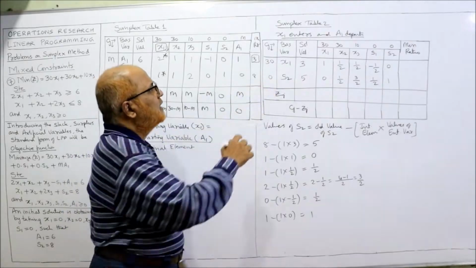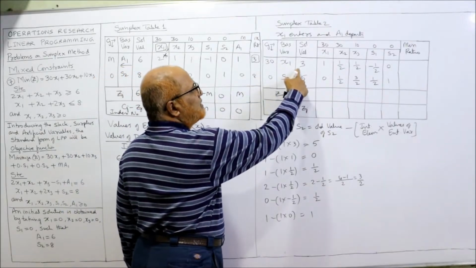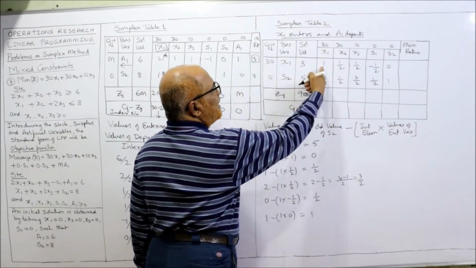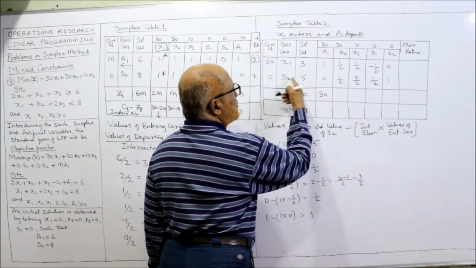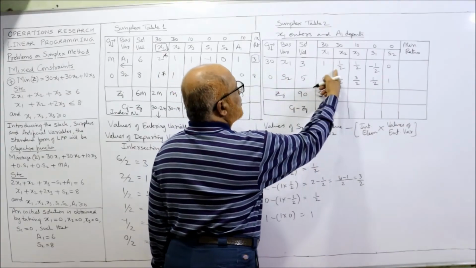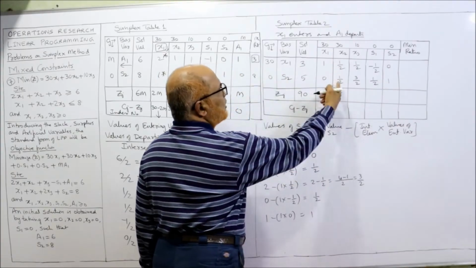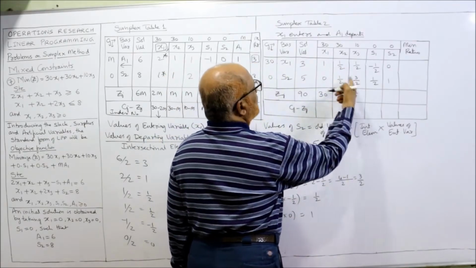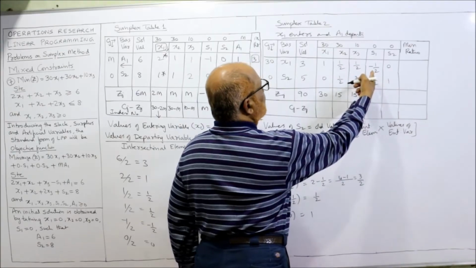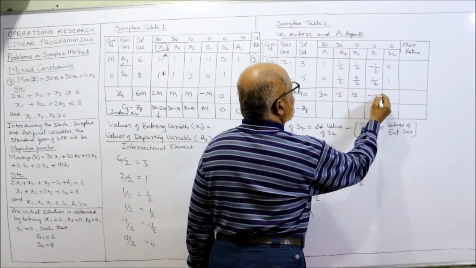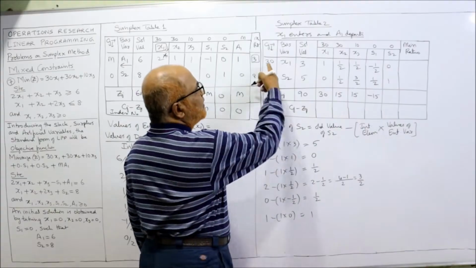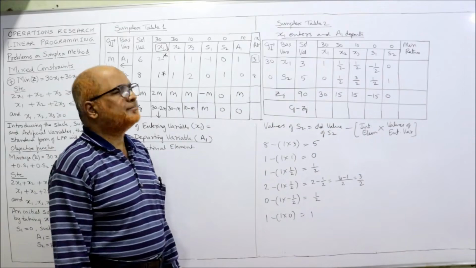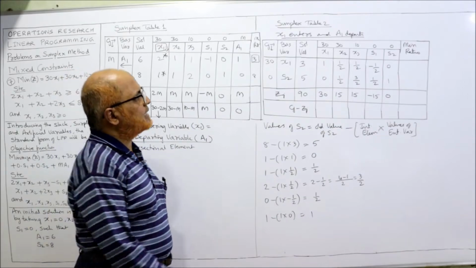Multiply by Cj. 30 into 3 is 90. 0 into 5 is 0. So here comes 90. 30 into 1 is 30, because 0 into 0 is 0. 30 into half is 15. 0 into half is 0. 30 into half is 15. Then 0. Then 30 into minus half, so we get minus 15. 30 into 0 is 0. 0 into 1 is 0. That's it.